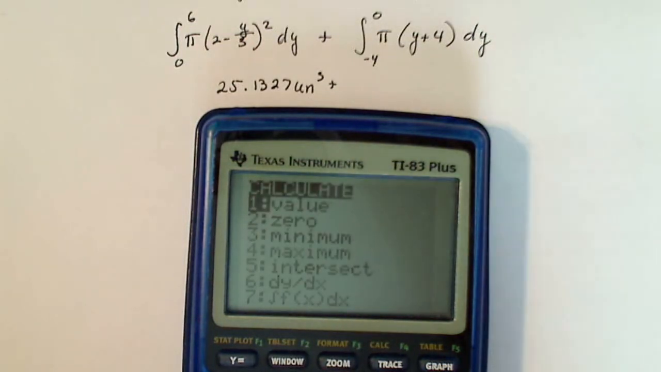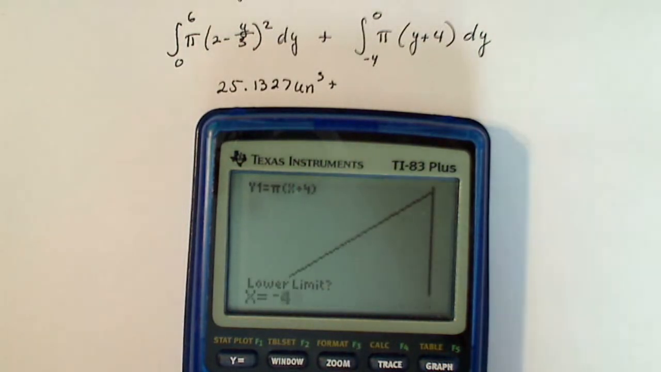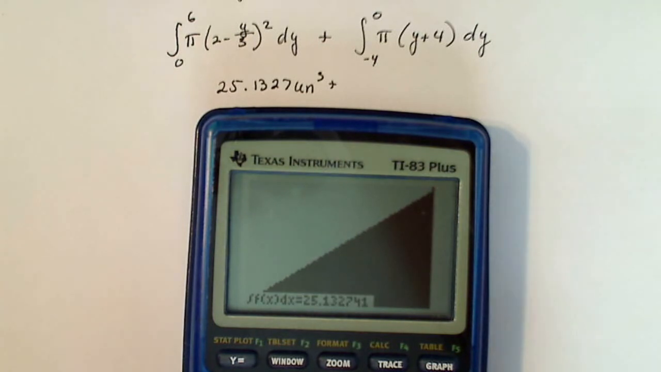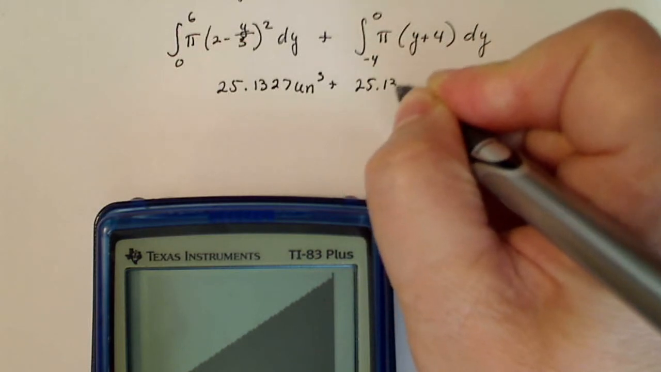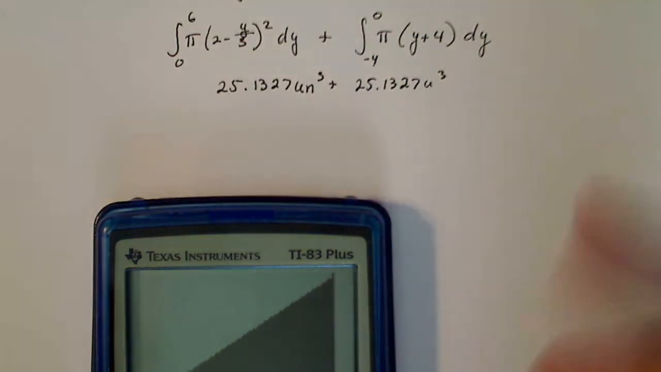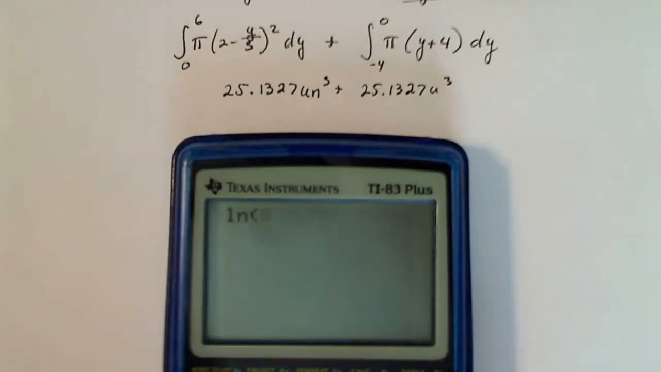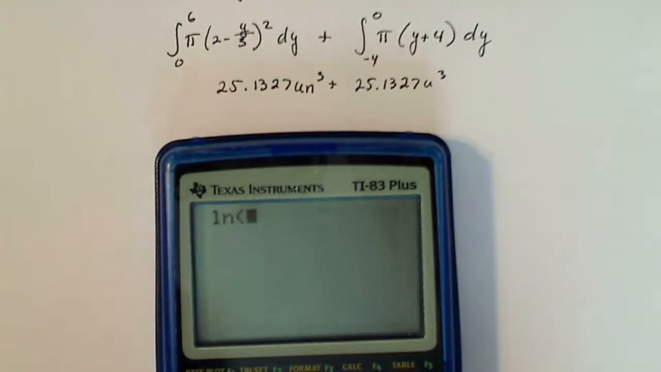Do my calculations. Lower limit is minus 4. Upper limit is 0. And I get 25.1327 units cubed. That's the same. How funny. So if I clear that out, add those up. 25.1327 plus 25.1327 gives me 50.2654.